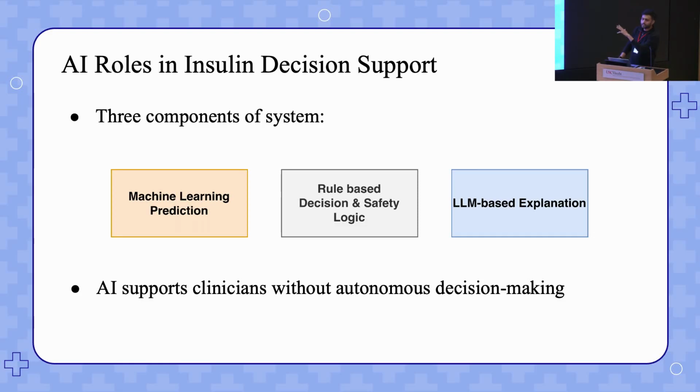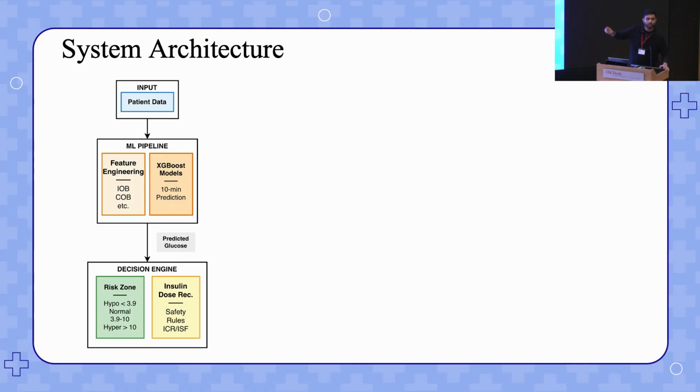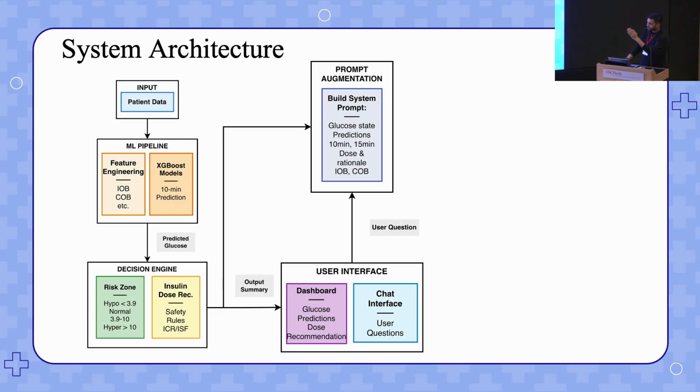Now let me show you how each individual component works together as a single pipeline in our system architecture. Starting with the input data, we have multimodal input data that goes to our machine learning pipeline, where we predict short-term glucose values. Based on that prediction, we pass the predicted value to the decision engine, which follows strict clinical rules and clinical safety constraints. That decision engine generates the output, which we show on the dashboard, the user interface we have created.